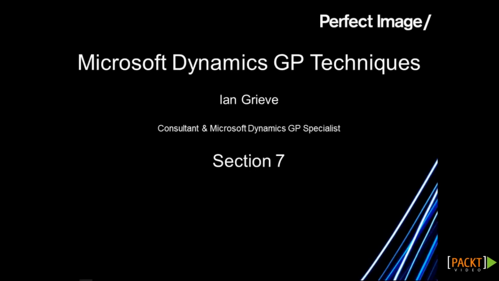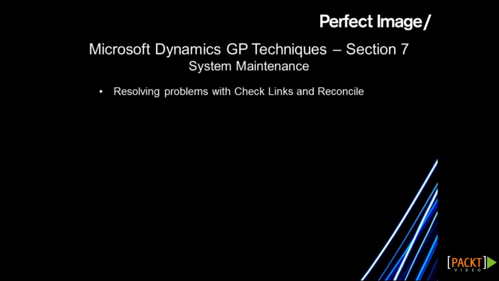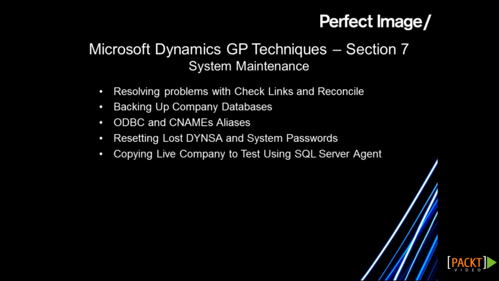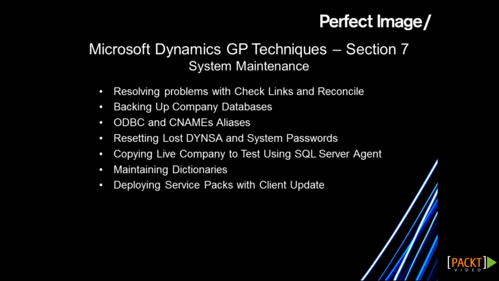This is the Microsoft Dynamics GP Techniques online learning course, Section 7. In this section, we're going to take a look at resolving problems with checklinks and reconcile, backing up company databases, ODBC and CNAME aliases, resetting lost DynSA and system passwords, copying live company to test using SQL Server Agent, maintaining dictionaries, and deploying service packs with client update.